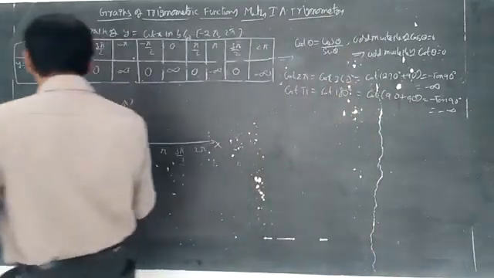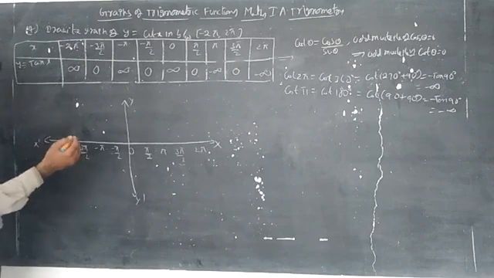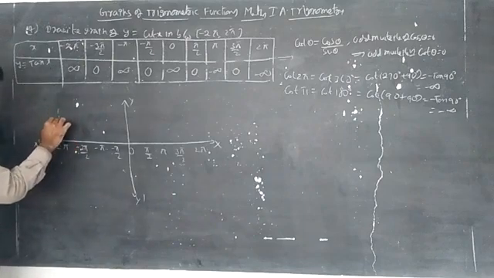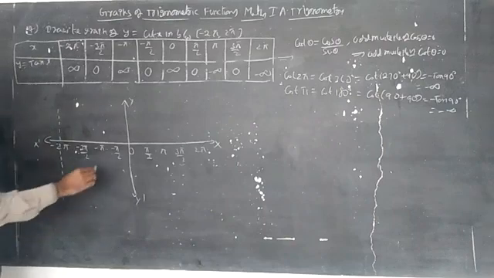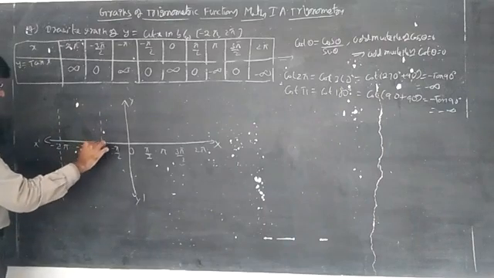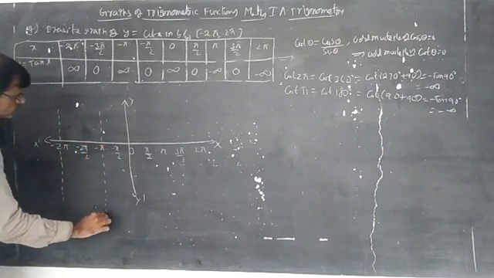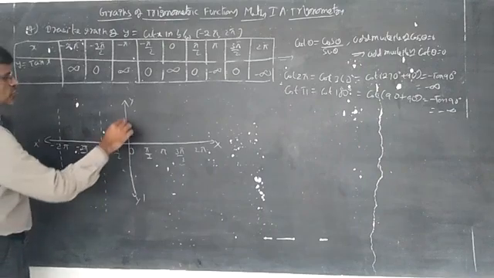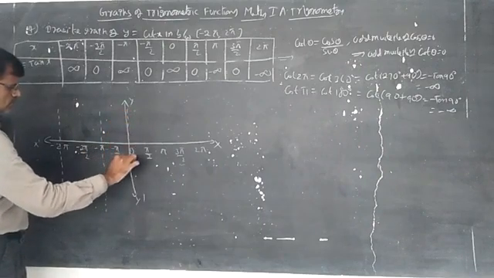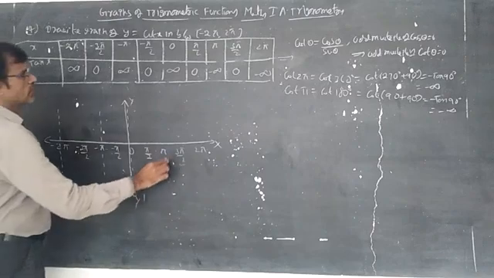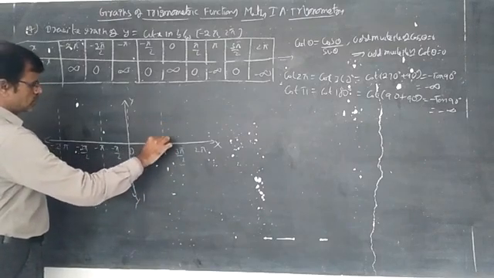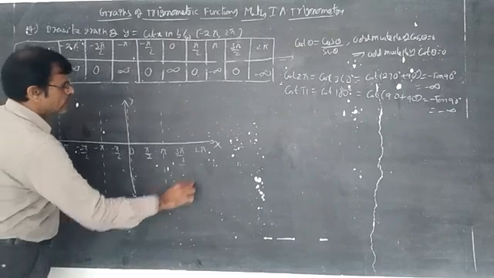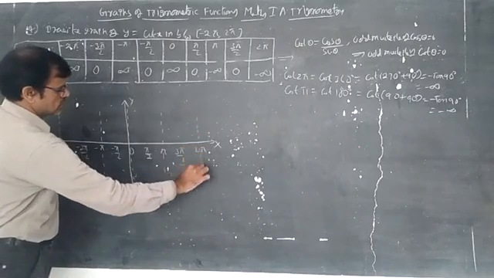Now put infinity. Infinity means there is no definition. So at minus 2 pi, simply underline. This means there is no definition, not defined. Here also. 0 also. For pi by 2 it is 0. For pi also. For 2 pi also.